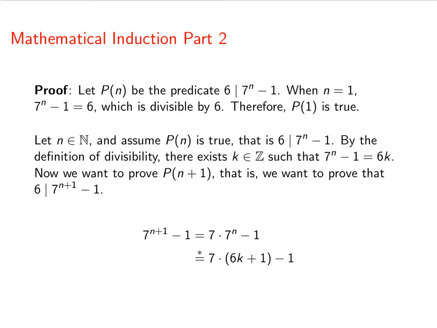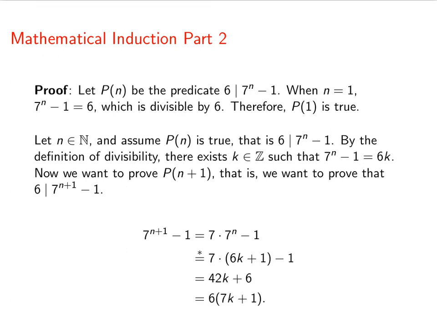And now we can replace 7 to the n with 6k plus 1. How does that happen? Well, remember that we are assuming that 7 to the n minus 1 is divisible by 6, and so we know that 7 to the n minus 1 is equal to 6k. So just move the 1 to the other side, and you've got 7 to the n is equal to 6k plus 1. Notice that I've marked this step as being the step where we use the inductive hypothesis.